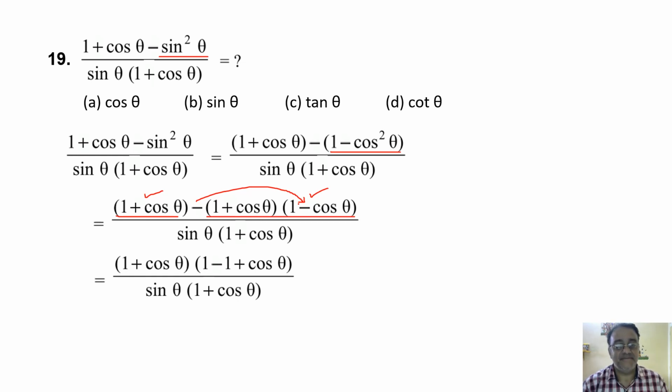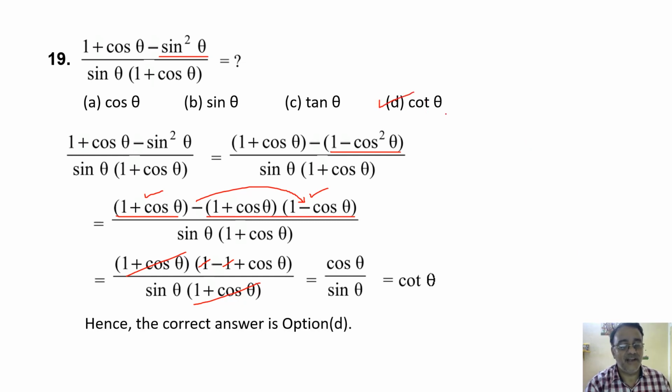Yes, sir, this step is clear. 1 cancels, and is anything else cancelling in this? 1 and 1, cos theta and cos theta. Right. So we will get only cos theta by sin theta. What is cos theta by sin theta? Cot theta. So which option is the correct one? Option D. Option D. Right.